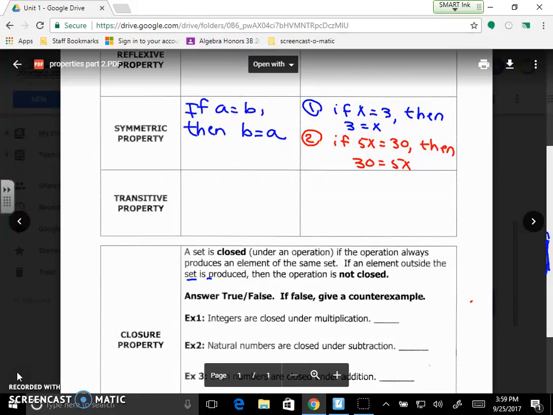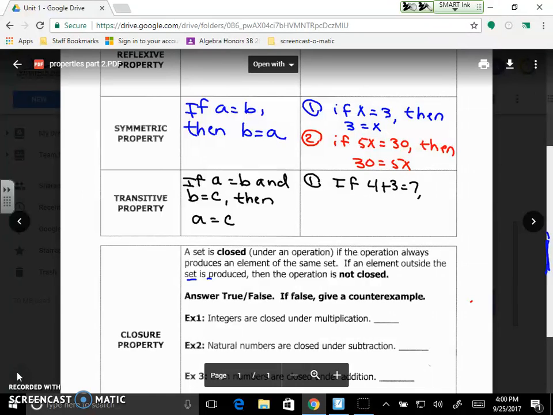Okay, your transitive property, this one is if A equals B and B equals C, then A equals C. So it's got like 3 parts to it. So we'll say number 1, if 4 plus 3 equals 7 and 7 equals the square root of 49, then 4 plus 3 equals the square root of 49.